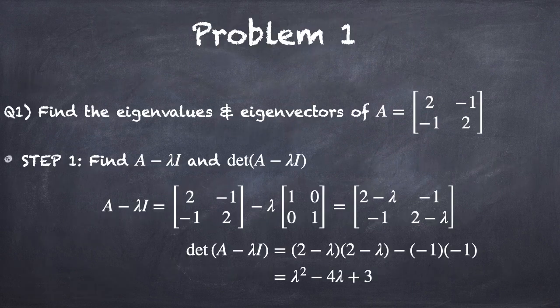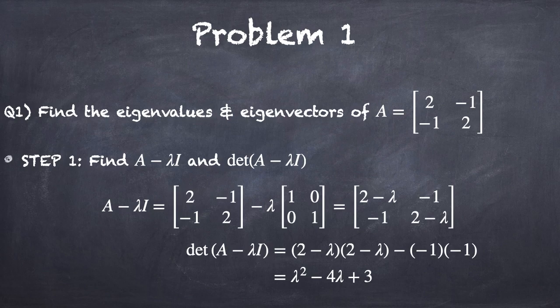Okay, so problem 1. Find the eigenvalues and eigenvectors of a matrix A, which is [2, -1; -1, 2]. This is just a basic example. We took a 2 by 2 matrix. So the first step is to find A minus lambda I. We take the matrix A and subtract lambda times the identity matrix, which is [1, 0; 0, 1]. So we get [2 minus lambda, -1; -1, 2 minus lambda].